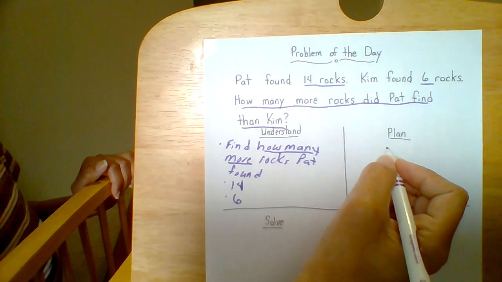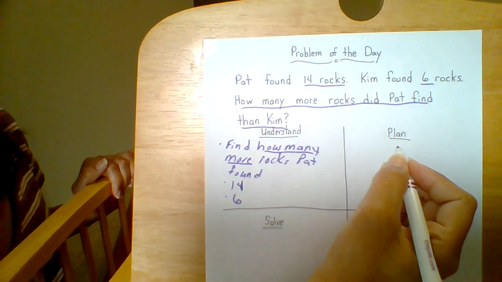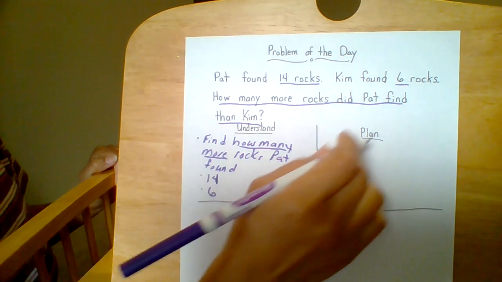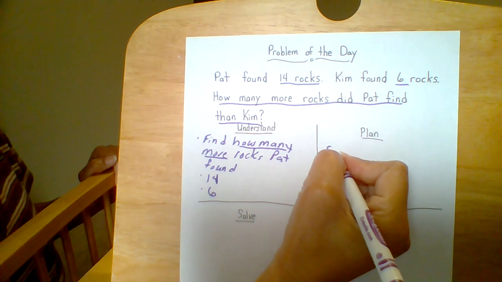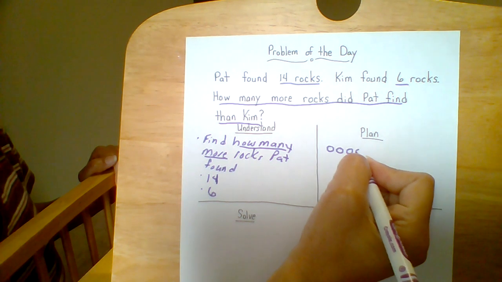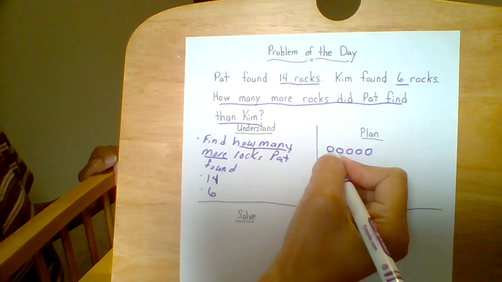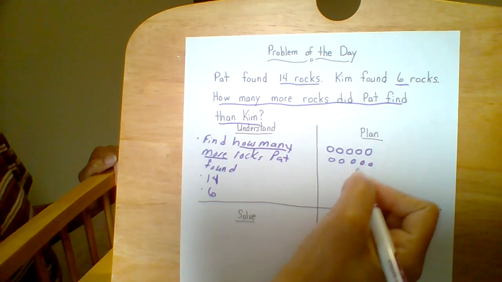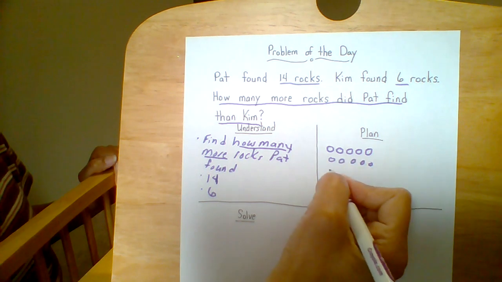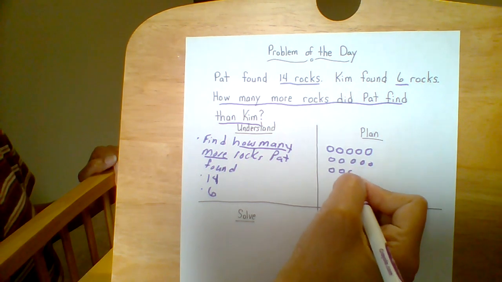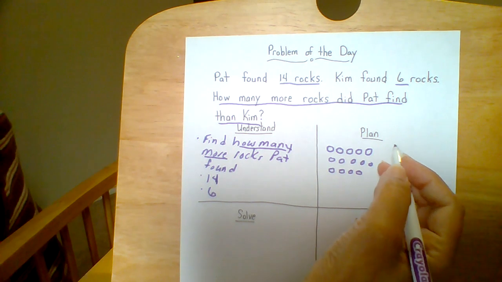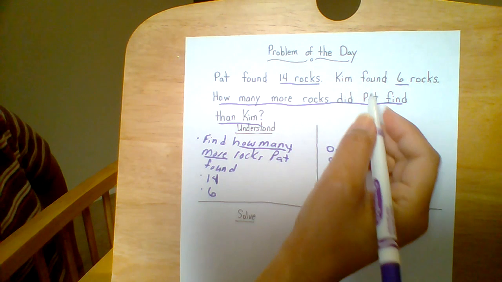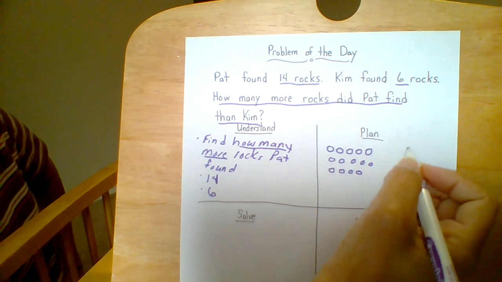So in my plan, remember in your plan, you can do a drawing, you can do a part whole chart, you can show your 10 frame in the drawing. So in the drawing, I'm going to show 14 rocks, and when I show them, I'm going to show them as a 10 frame. 1, 2, 3, 4, 5, 6, 7, 8, 9, 10. That's my 10. 5 and 5 make 10. 11, 12, 13, 14. I'm not going to put 6 more because we're not trying to find how many they found together. We're trying to find how many more Pat found than Kim.